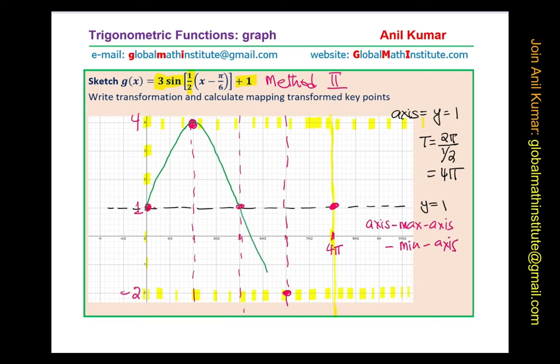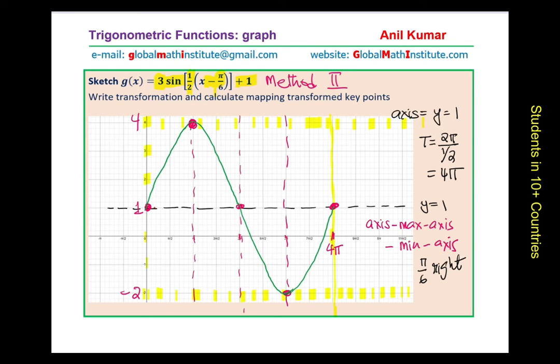This graph is much neater than the previous one and is much simpler and faster. Start with the axis, mark the maximum and minimum, divide the time period into four equal parts, and then axis, maximum, axis, minimum, axis. You have a sine graph. Is that clear to you? The last thing which you need to do is to incorporate the phase shift, which is minus pi by 6. Means I have to now shift the graph by pi by 6, right.